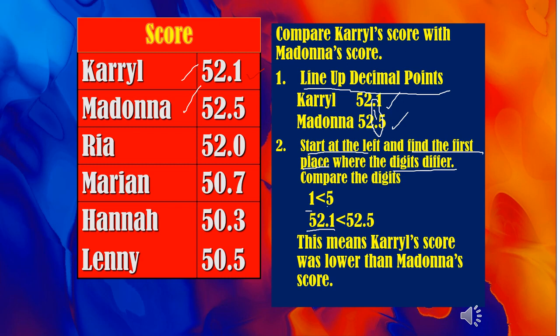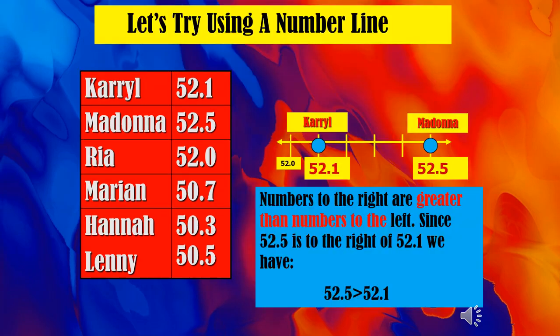This means that Karil's score was lower than Madonna's score. Madonna's score is 52.5, while Karil's score is 52.1. So 52.1 is less than 52.5. Okay?